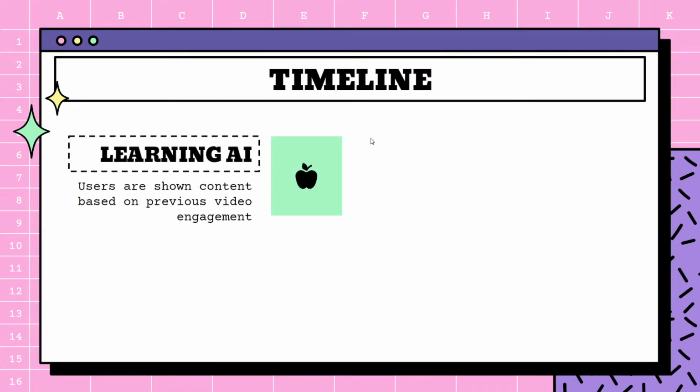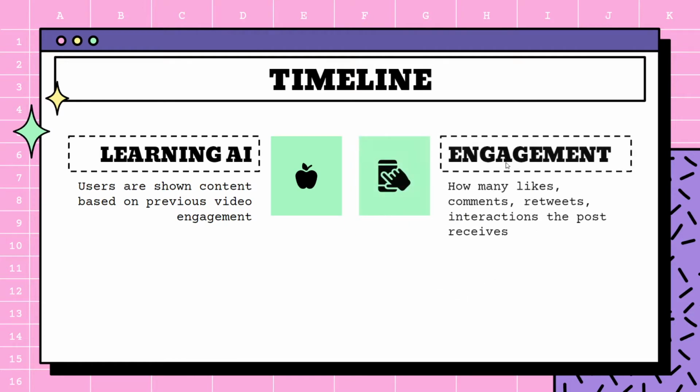So let's talk a little bit more on the learning AI of the algorithm for TikTok, or not TikTok, excuse me, for Twitter. Users are shown content based on their previous tweet engagement. That shouldn't say video, but like I said, engagement is really big. How many likes, how many comments, retweets, interactions a post gets, that's what's going to be shown first.